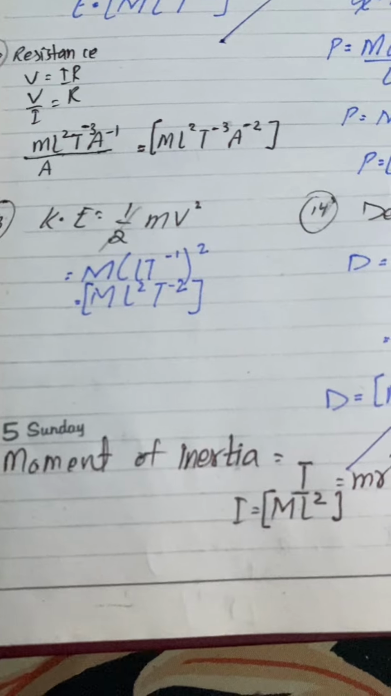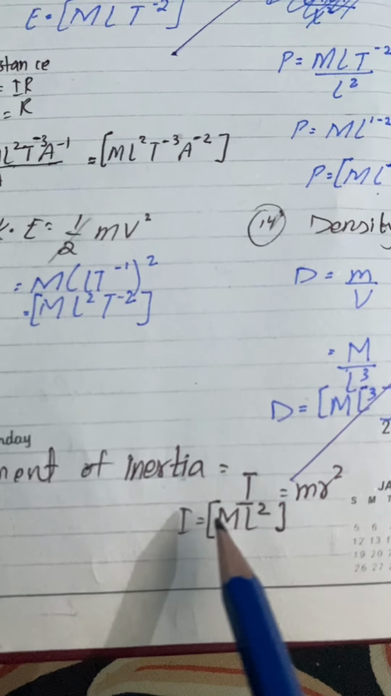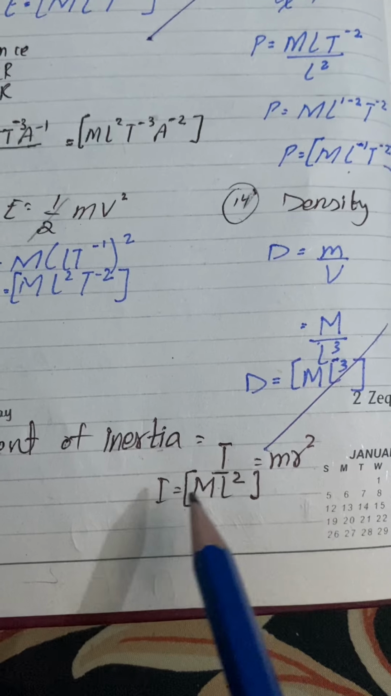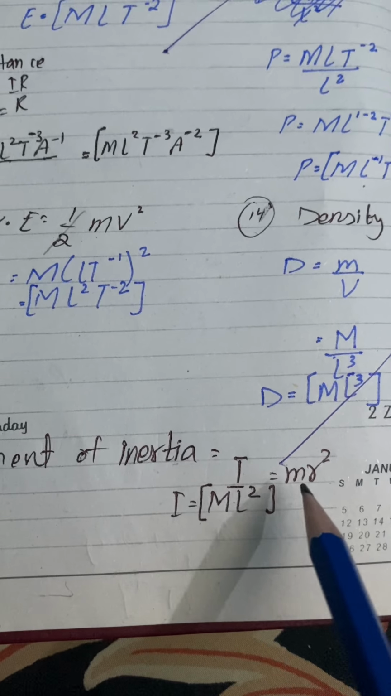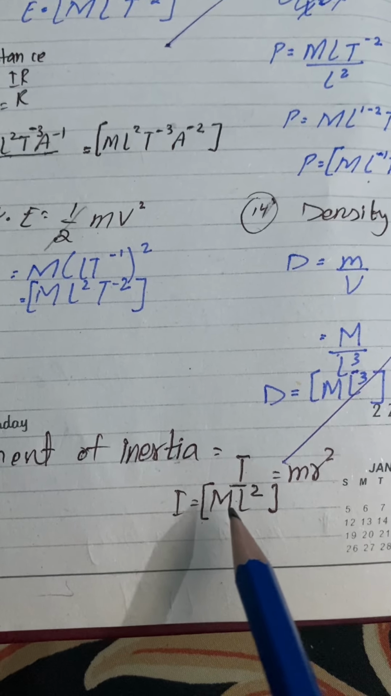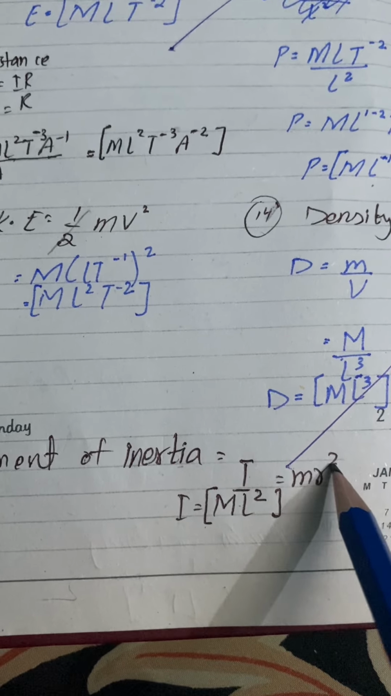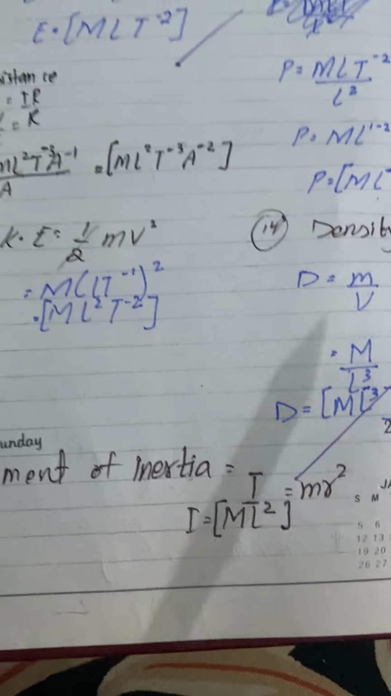Now the dimension of moment of inertia. The moment of inertia I is equal to mr². I is equal to M, which is always denoted by capital M, and r² means length multiplied by 2 because it's a square, so L².